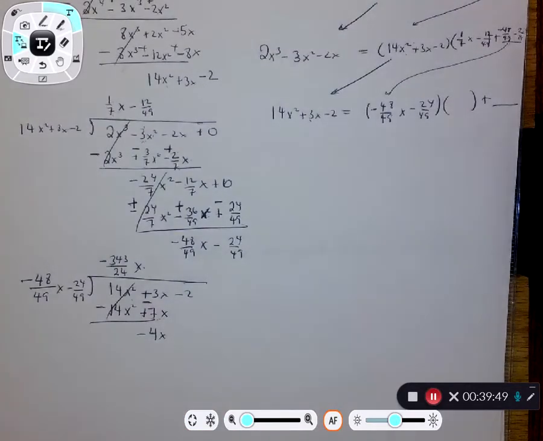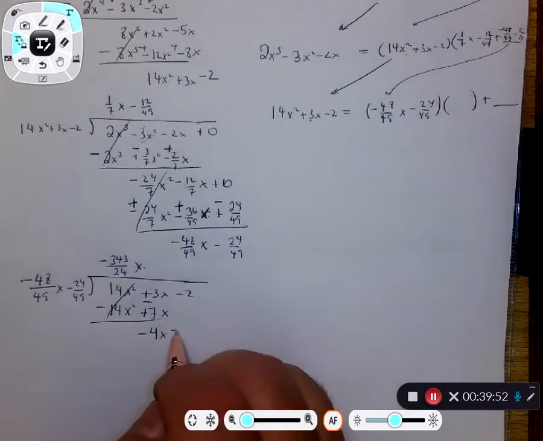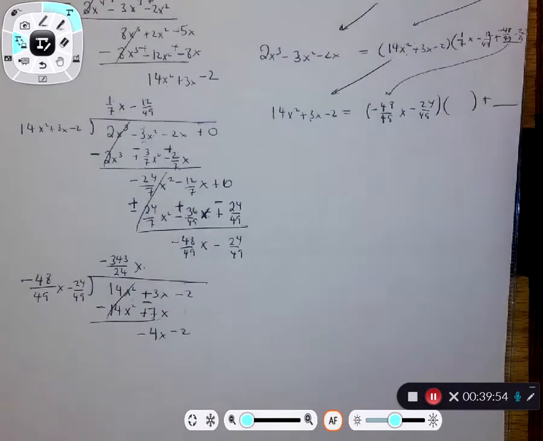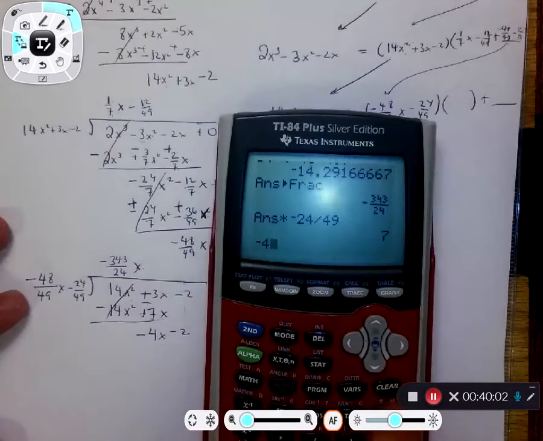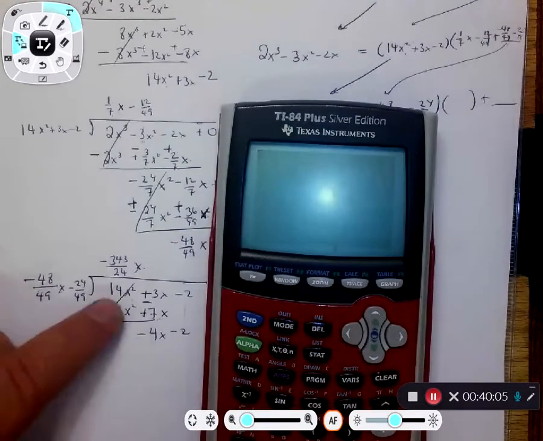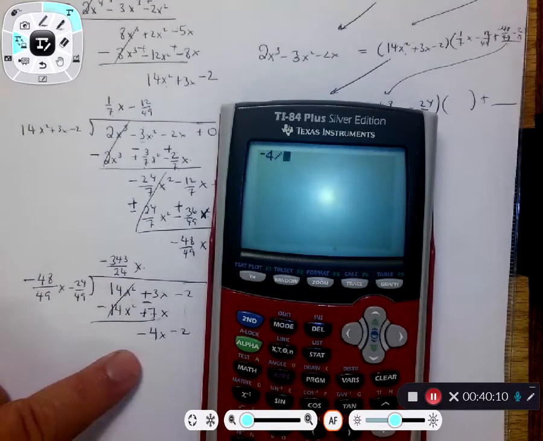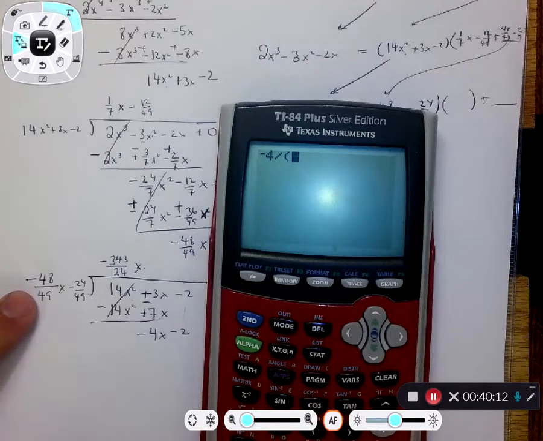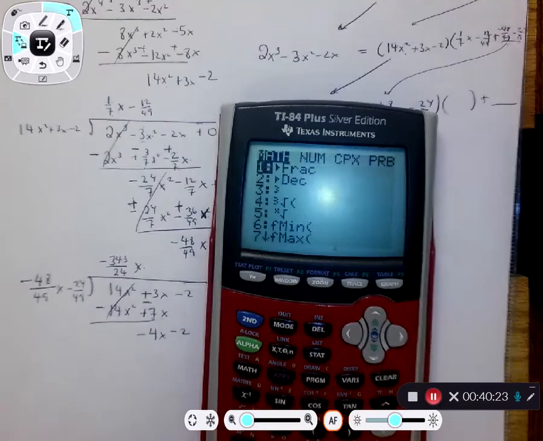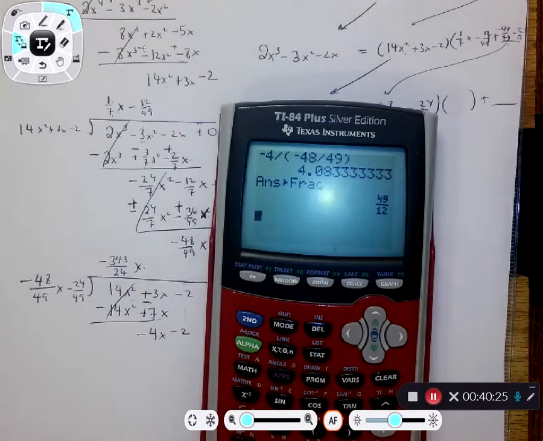Bring down my next victim, minus 2. And what times negative 48 over 49 x equals negative 4x? We'll just take the negative 4. I'll show you, I'm doing this actually on the calculator here. I'm going to take the negative 4, and I'm going to divide by parentheses what I'm trying to multiply by, the negative 48 divided by 49. And the answer is 4.083333, so I'm going to go with the classic fraction on that one, which makes it 49/12.